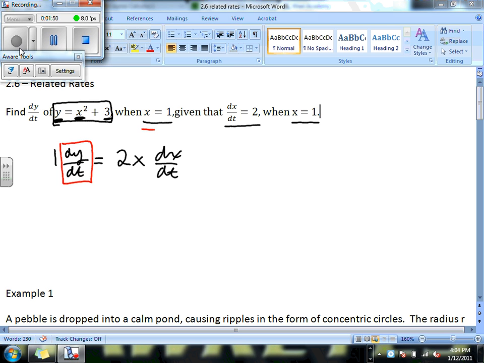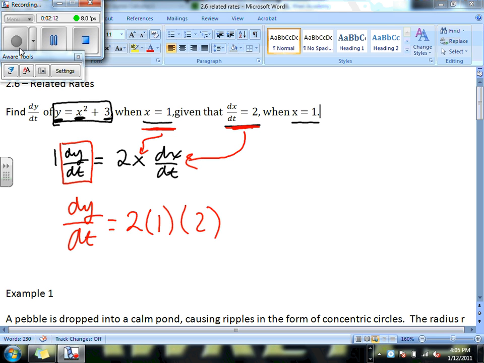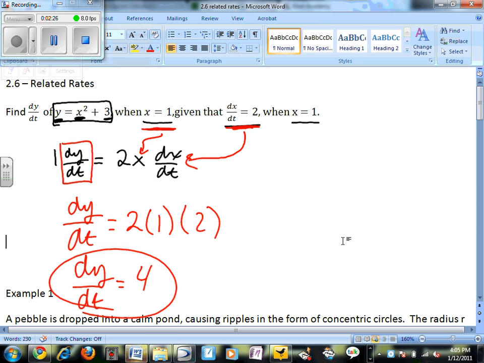Well, we want to find what dy dt is. They've given us some certain conditions. They say x equals 1, so we can go ahead and plug 1 in for x. They say dx dt equals 2, so we're going to plug that in there too. So we'll be able to find what dy dt is when x equals 1 and dx dt equals 2. So we have 2 times 1 times 2. So our dy dt, our change in y with respect to t, is going to be 4. I just wanted to show you that quick example because that's going to come into play when we have a certain set of conditions in our next example.